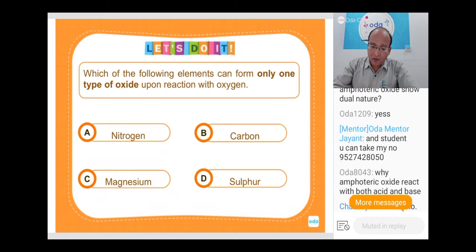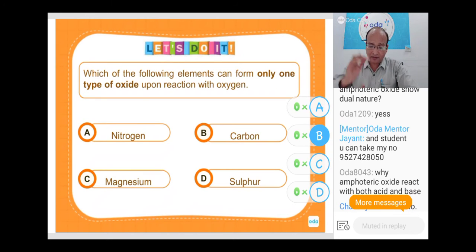Okay guys, so here comes the next question. Just attempt it quickly. Which one of the following elements can form only one type of oxide? This question is also very important. Just give your answer in the ballot. Only one type of oxide. Only one. What does it mean?